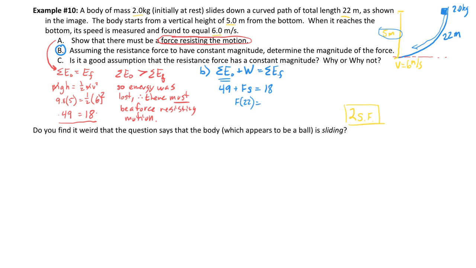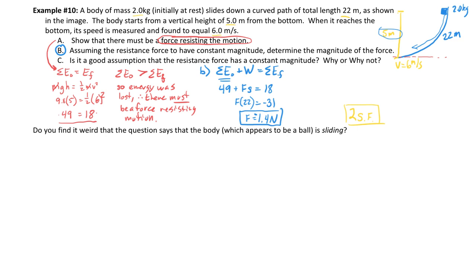And then 18 minus 49 would be negative 31 there, right? Now we take that negative 31 and divide by 22, and we get that the force is equal to 1.4 newtons. And it is negative because it's opposing the motion. So there we go. We found the resistive force, assuming that it had a constant magnitude.